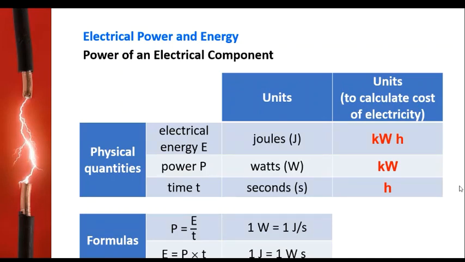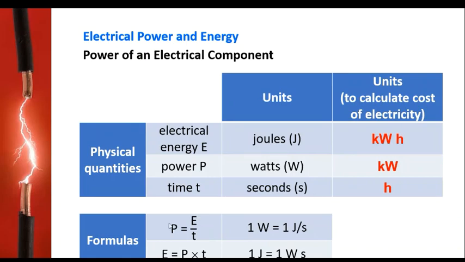This table shows the different quantities, units, and formulas that are used in the calculation of electrical energy. In electrical energy, we use the unit kilowatt hour instead of joules. 1 kilowatt hour is a larger quantity of energy than joules. Similarly, for power, we use kilowatt instead of watt. And for time, we use a larger unit, hour, instead of seconds.